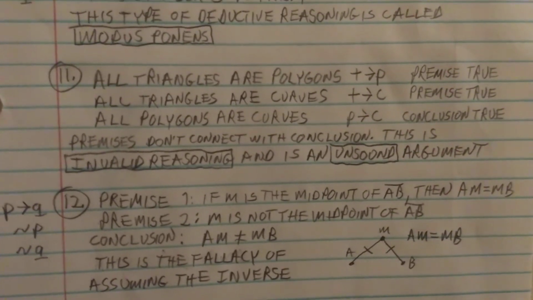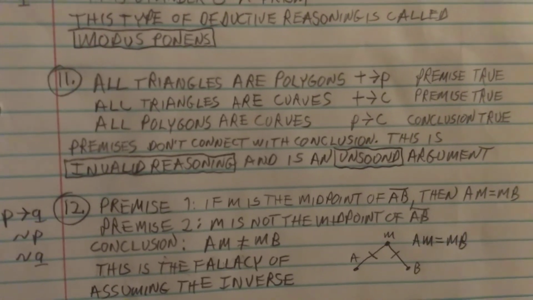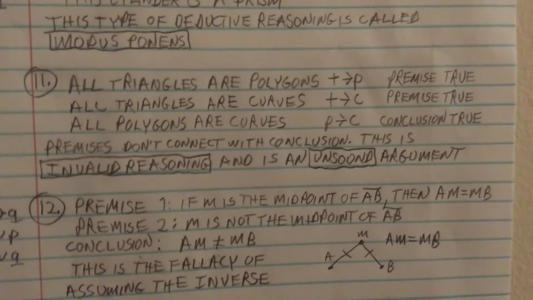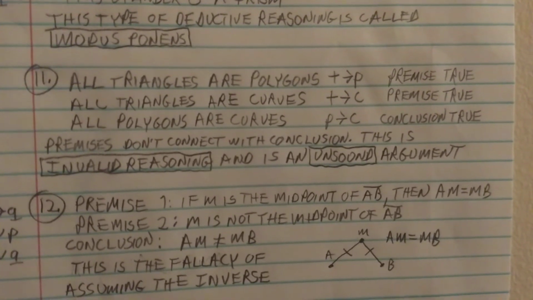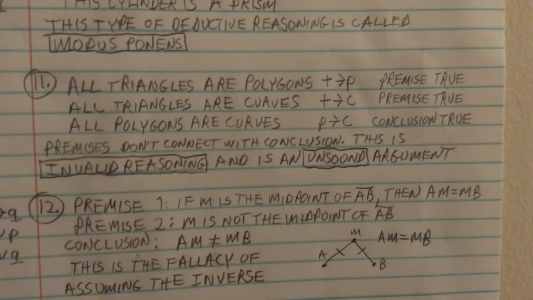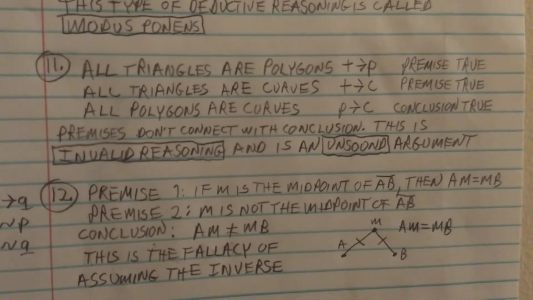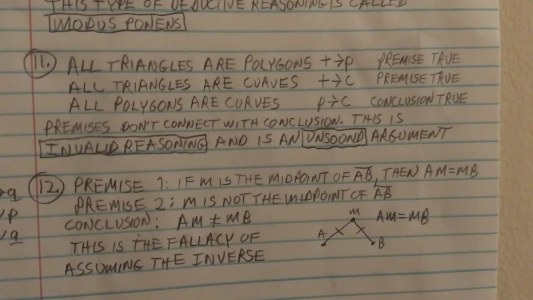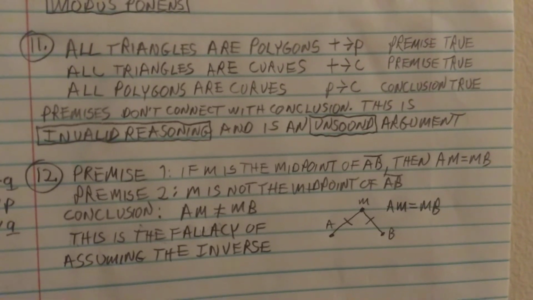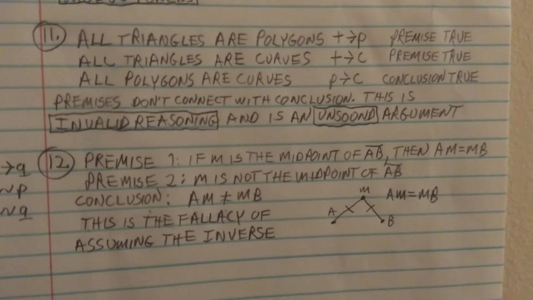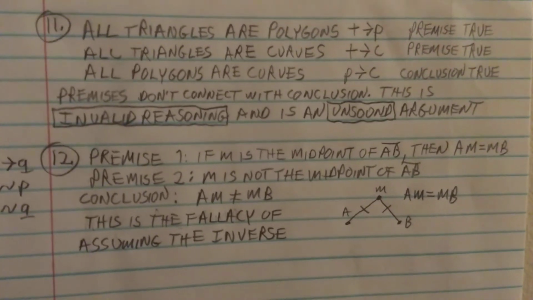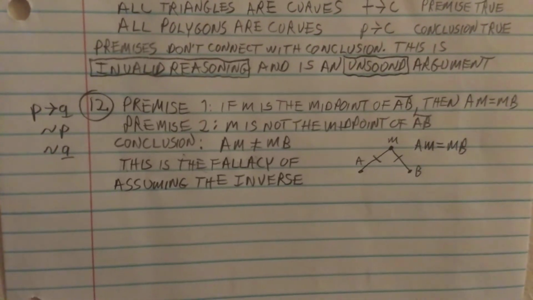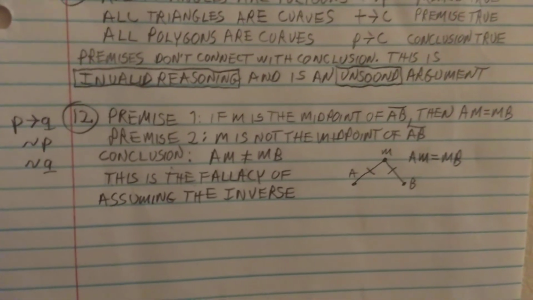Now for problem 11, we have the premise all triangles are polygons, which we can represent as if T then P. And the second premise is all triangles are curves, if T then C, which are both true. Then the conclusion is all polygons are curves, if P then C. But the premises don't connect with the conclusion, and this is an example of invalid reasoning and is therefore an unsound argument.